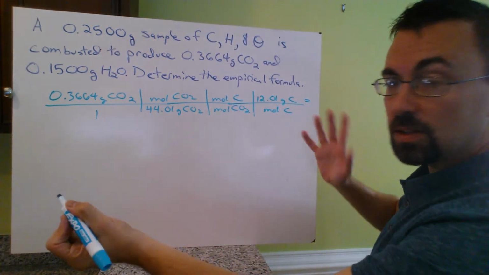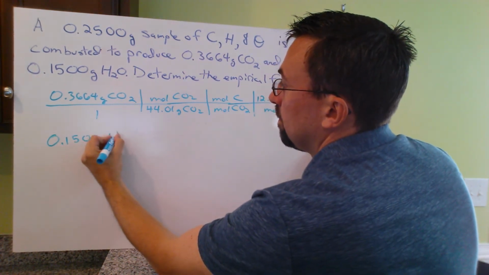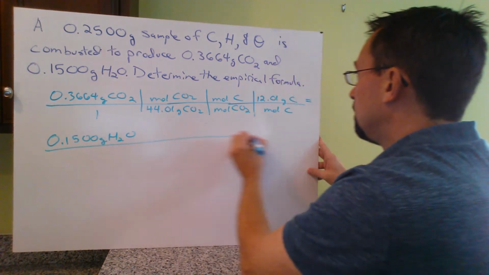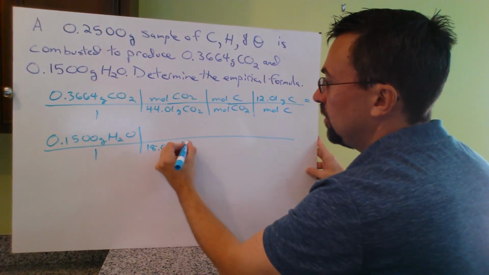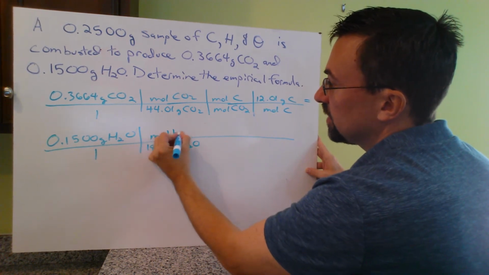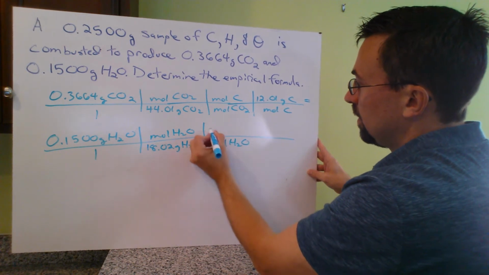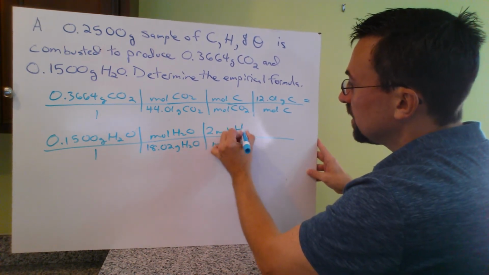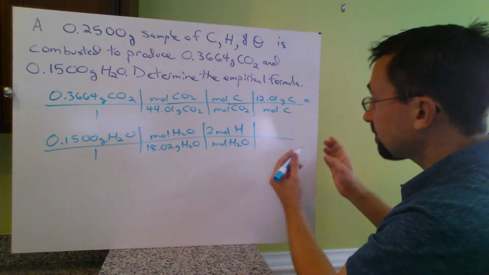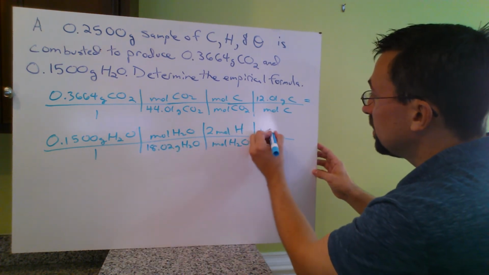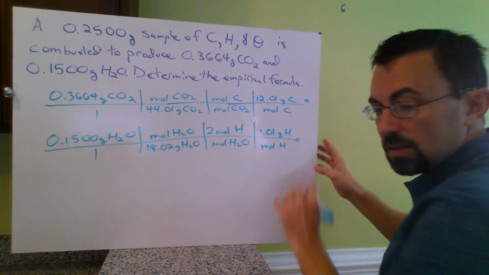And we're going to do the exact same thing with the water. And I know I'm going fast, but this is identical to what we just did. Grams to moles, mole to mole ratio. Remember, we're trying to find the original sample, so that's why we do the carbon and the hydrogen, because that's what actually comes from the original sample. And then we have to do one extra step of the formula weight. So let's see what we get.